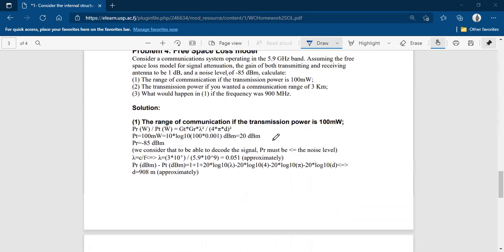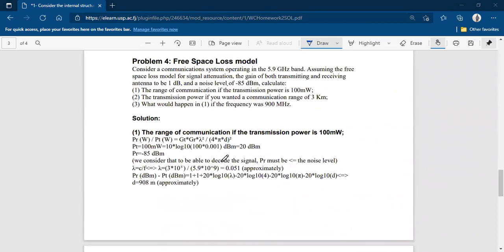Moving on to problem number 4, right? Problem number 4 is: consider a communication system operating in the 5.9 gigahertz band, assuming the free space loss model for signal attenuation. The gain of both the transmitting and the receiving antenna is 1 decibel, and the noise level is negative 85 dBm, right? Decibel milli. Calculate the range of communication if the transmission power is 100 milliwatts.